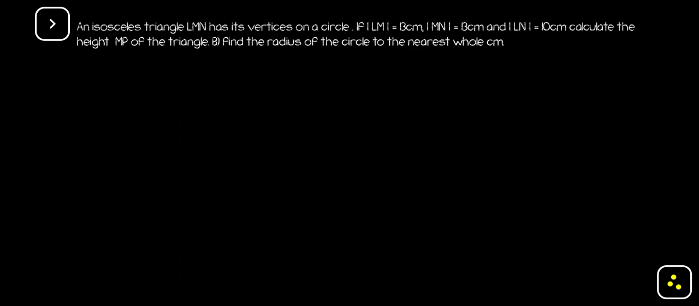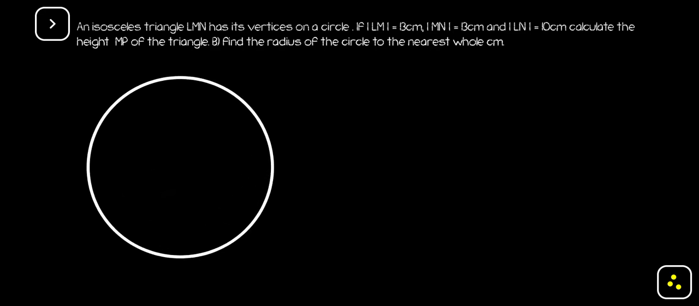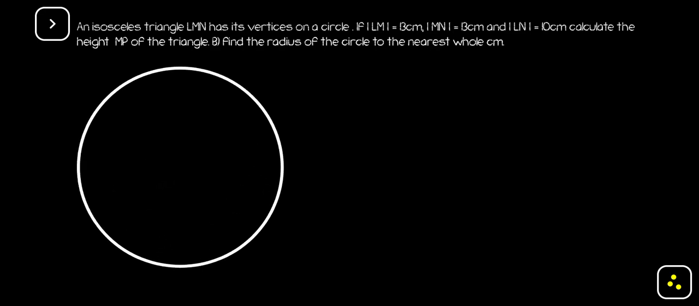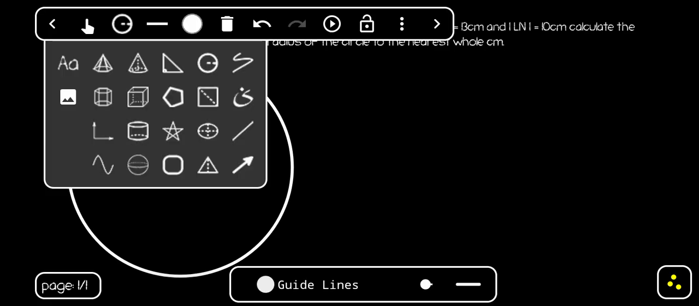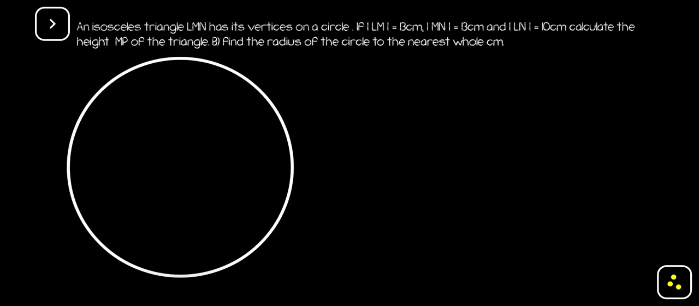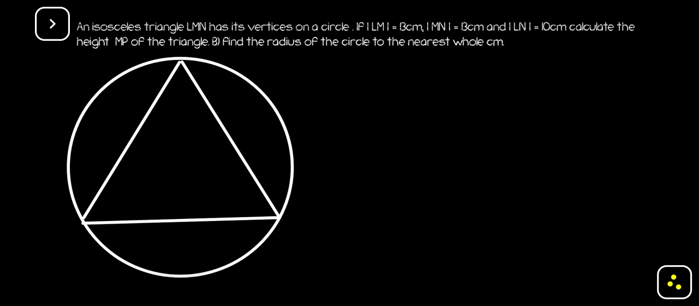So we need a circle. This is going to be a circle. Then we need lines. To form the triangle, since it's an isosceles triangle, two sides will be equal, and since the vertices are touching the circle, the edges will touch the circle, and we'll have something like this. Then we complete it up to this point.